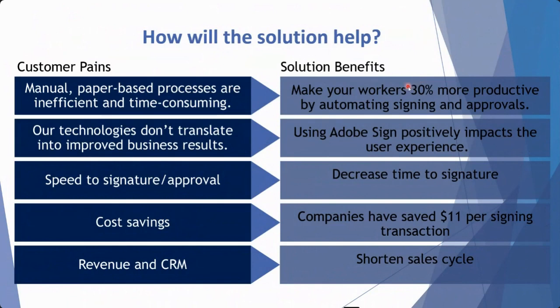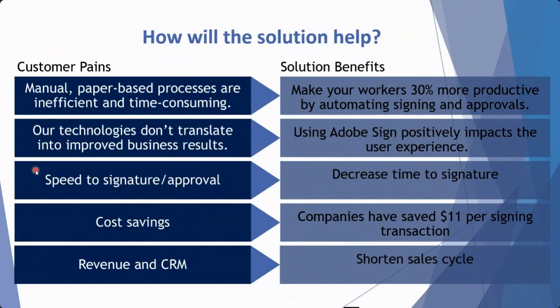And making it probably more satisfying as well, in the sense that I have less paper-based admin to go through. Another common one that really touches on the digital transformation point I alluded to right at the beginning, in that technologies don't translate into improved business results. And Adobe Sign positively impacts the user experience whilst improving your internal processes at the same time. As simple as it sounds, but speeding up that signature process. So how many processes are there in your organization that require a signature or approval to move it forwards?